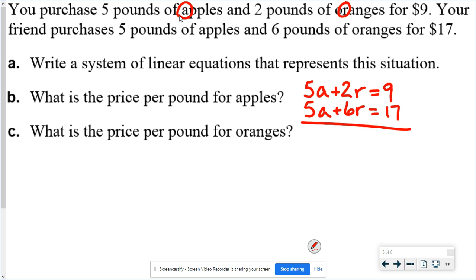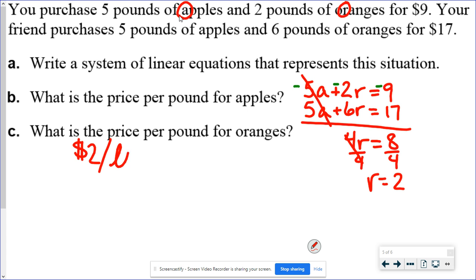Right now, I can see that my A's are exactly the same. If I could make one of those turn into a negative 5A, we'd be ready to do this. So let's multiply the top equation by negative 1. Negative, negative, negative. The A's would go away. This would give me 4R equals 8. So R is 2. So that really answers the last question. What's the price of a pound of oranges? That's $2 per pound. LB is the abbreviation for pound.